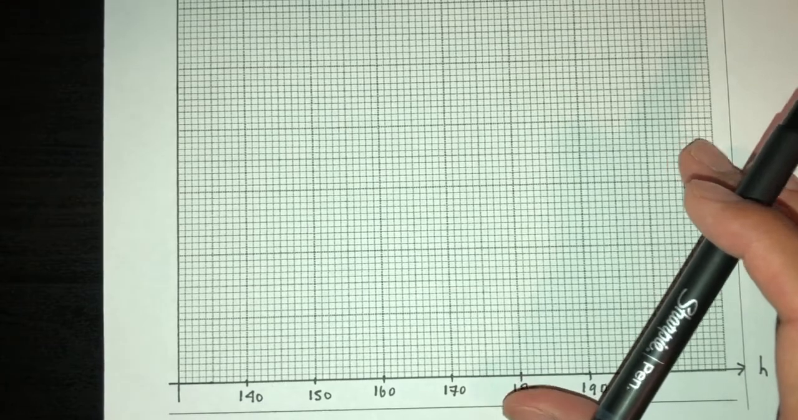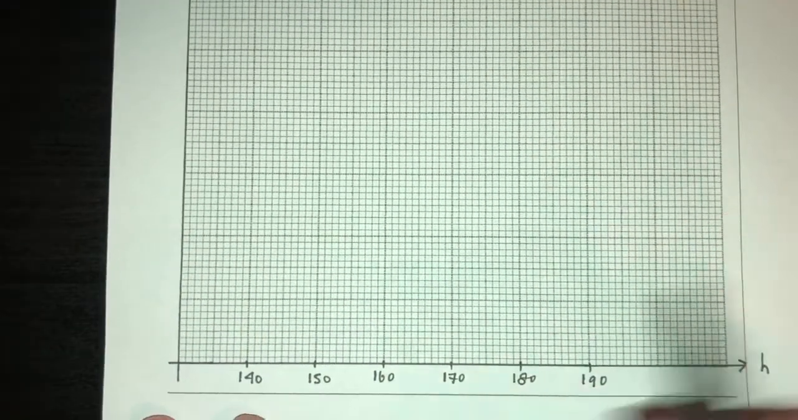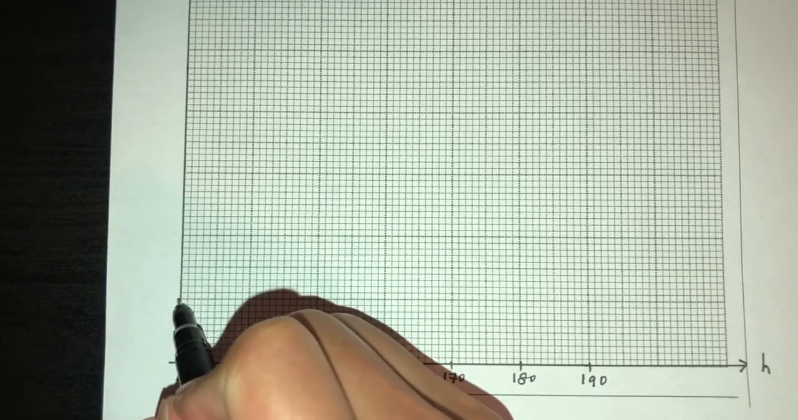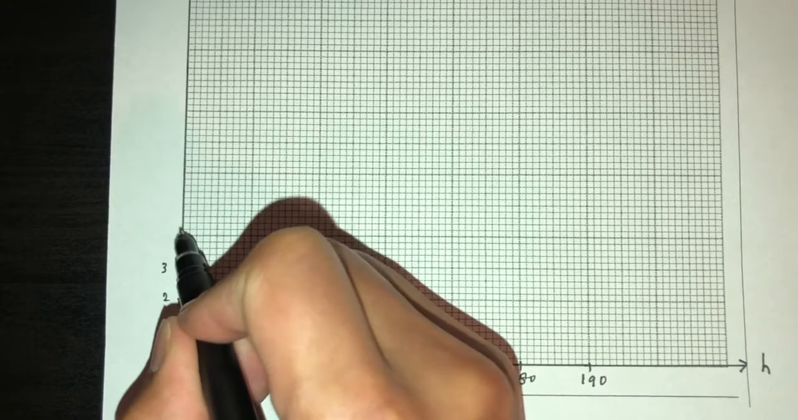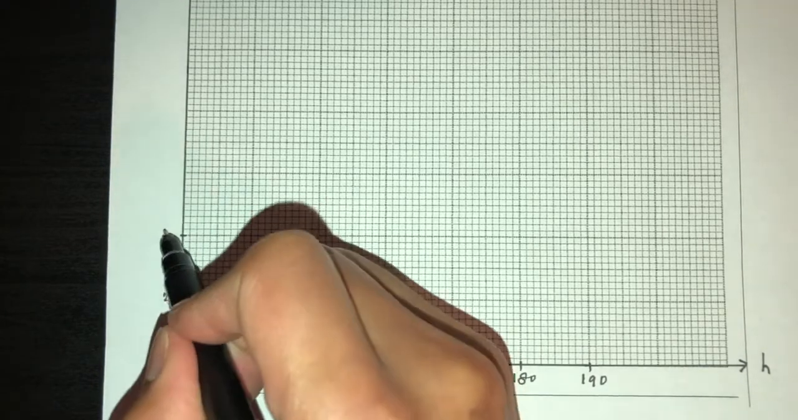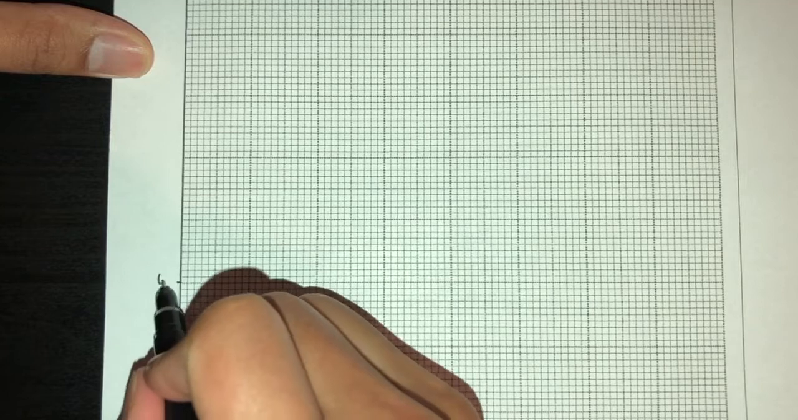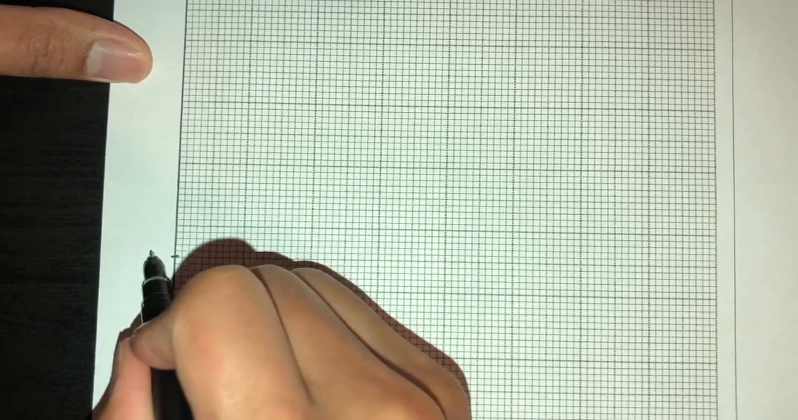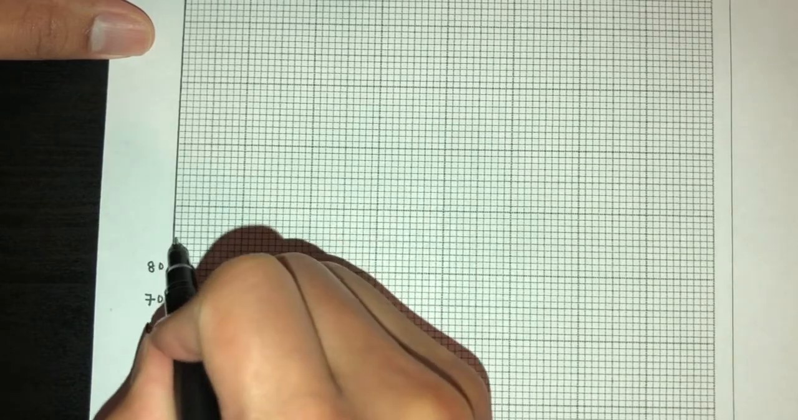So 1 is 10 pupils, so 1 centimeter. Sorry, that should be 10, 20, 30, 40. Okay, that's a long thing to do, but yes, you can skip this part if you want to and go straight to when I have to draw the curve. So I have to label this before I begin.